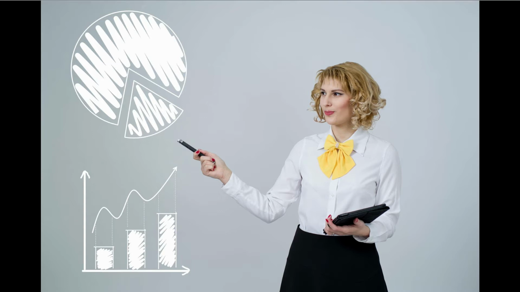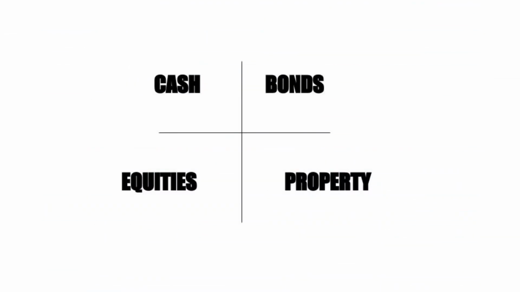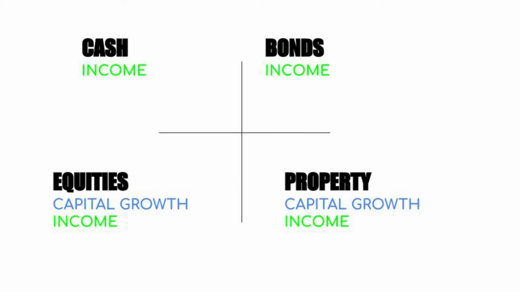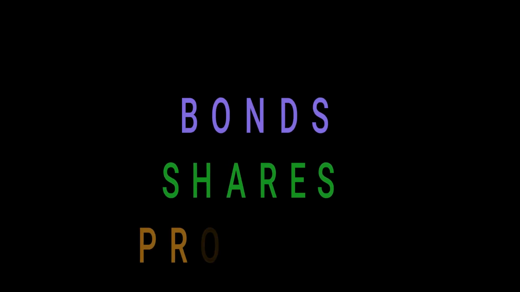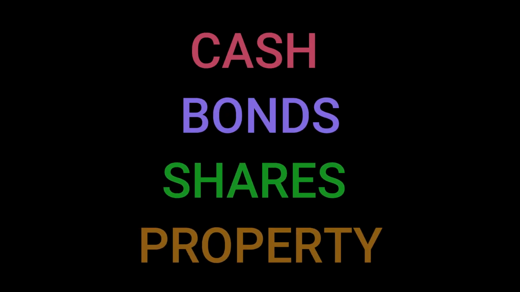Now take a moment and work out what types of return will be generated from these different asset classes. Did you guess correctly? Timeline has done a study using data going back from 1925 to 2019, and it has worked out what returns have been generated by each asset class.